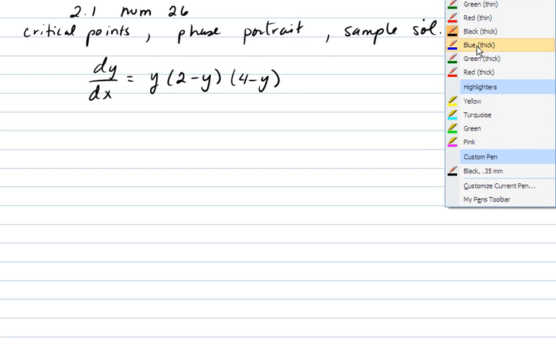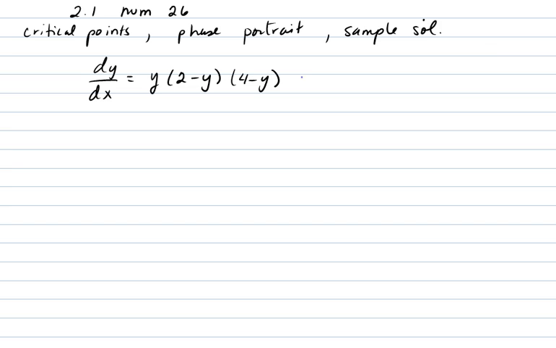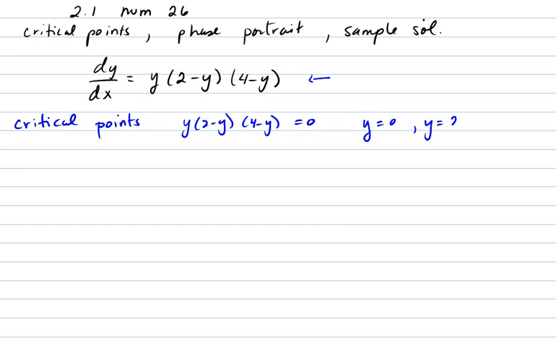Okay, so we're working here with an autonomous differential equation that's only in the dependent variable, which is y in this case. And the first thing we want to do is find the critical points. For that, we set the right-hand side to 0, and find out that those points are y equals 0, y equals 2, and y equals 4. Okay, now the next thing we want to do is find the phase portrait.